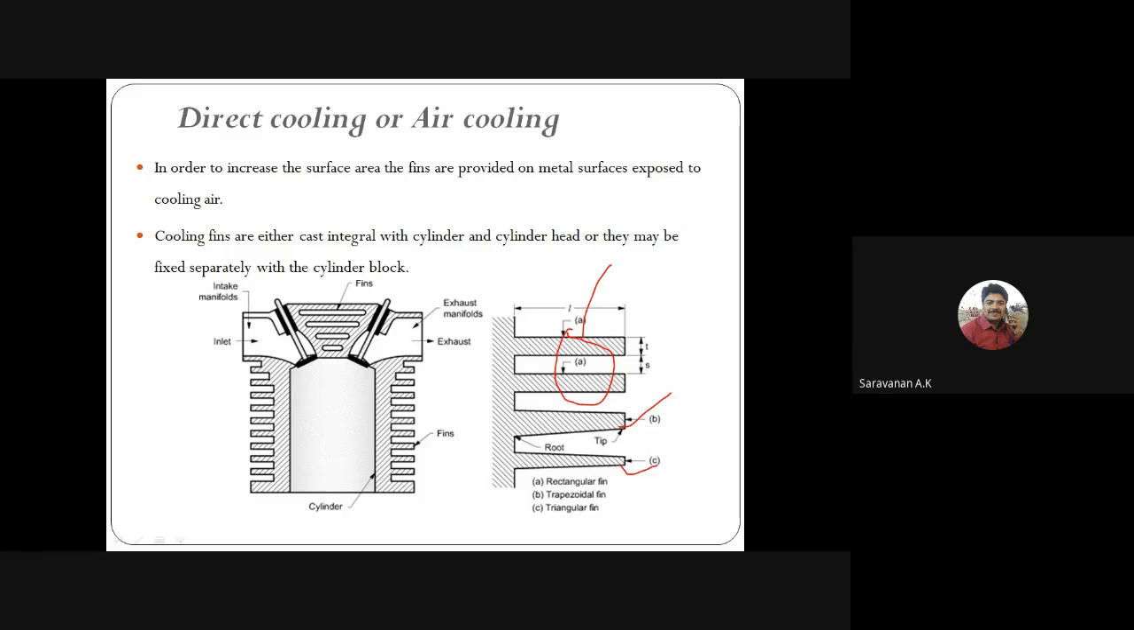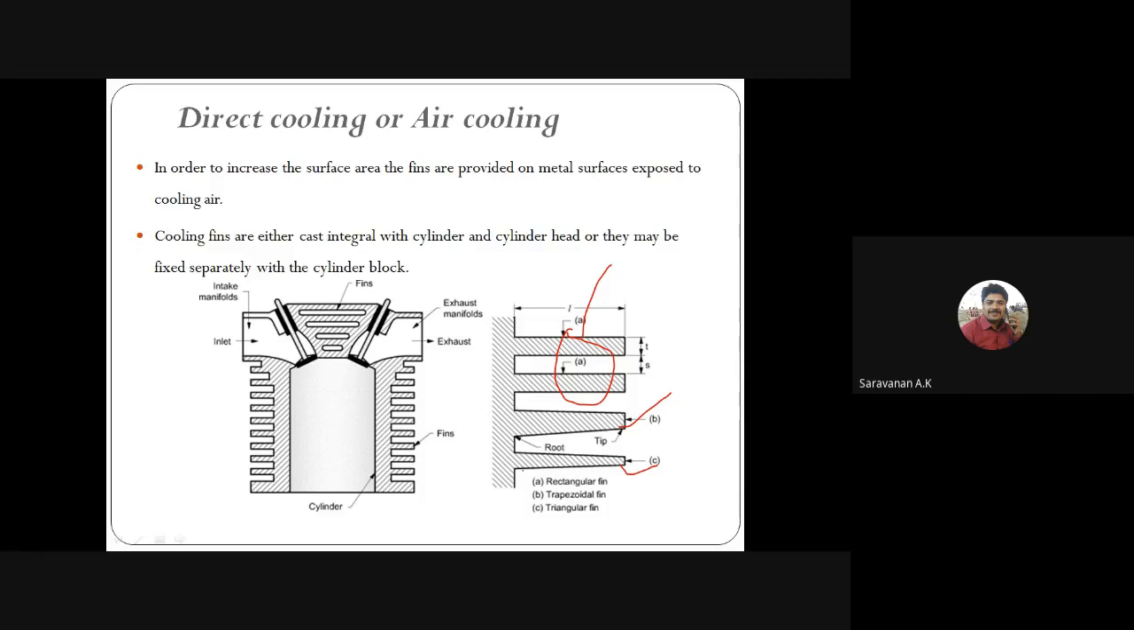Most probably the spacing between the fins is around 2.5 mm to 5 mm. Usually the length of the fin is kept at 25 to 50 mm. So the spacing will be 2.5 to 5 mm, and the length of the fin will be 25 to 50 mm. These two terms you may remember.